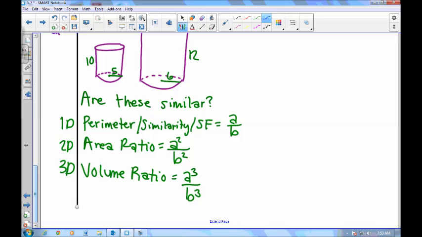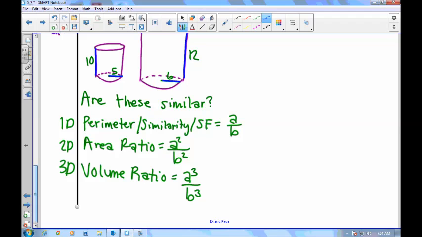Okay, so if we can show that the similarity ratio works, and since this is 3-dimensional, we're going to jump to volume. If all we do is cube the similarity ratio, and the volume ratio works out, then they are similar. So let's start with the similarity ratio. You just have to find 2 sides that are corresponding. Either we can use both radii, because we know both of those, or we can use both heights. We can't mix and match.